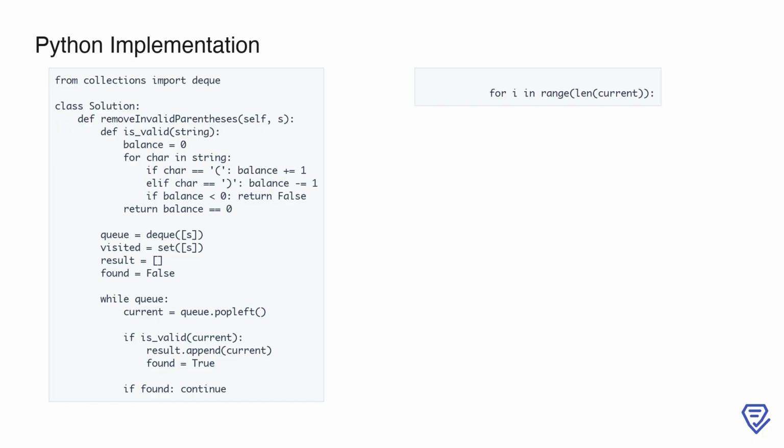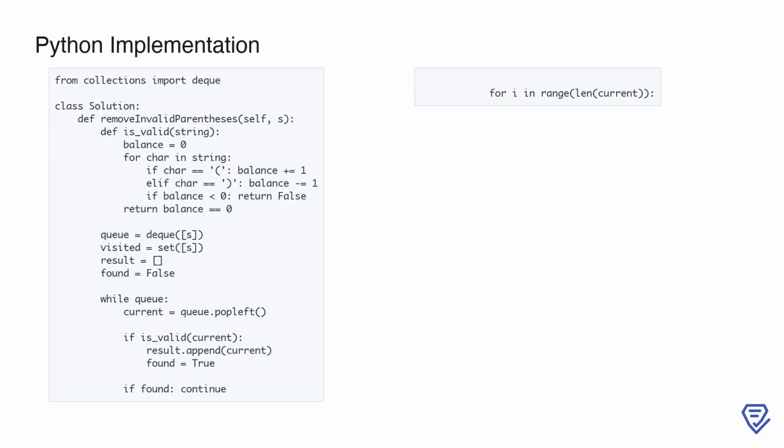Next, we initialize a queue with the input string, a visited set to track already processed strings, and an empty result list to store valid strings. The found flag indicates when we've found valid strings, which allows us to stop exploring further states unnecessarily. The while loop begins processing strings from the queue, checking if the current string is valid and adding it to the result if it is.